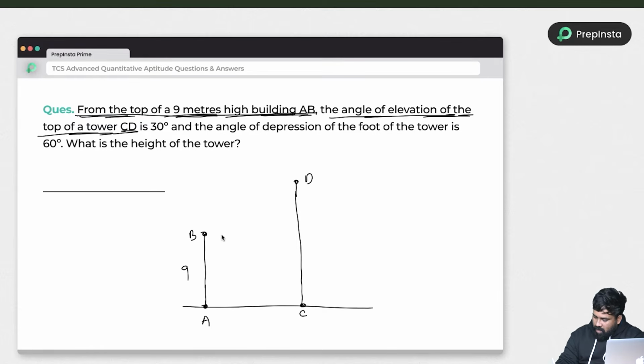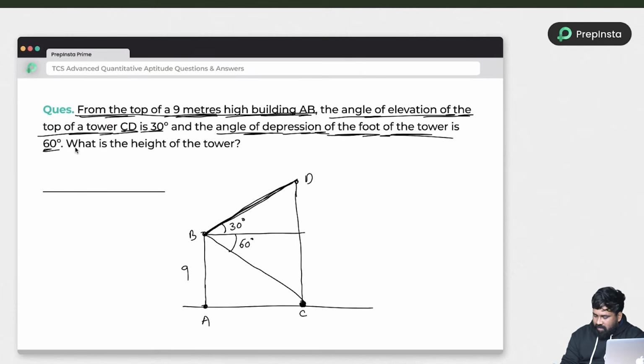The elevation of the top means he is looking like this, and the angle is 30 degrees. So this is the elevation angle. And the angle of depression is when he looks downside, the angle is 60 degrees to the foot of the tower. What is the height of the tower? So you need to find the height of the tower CD.